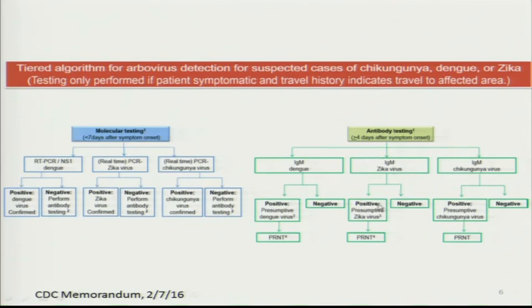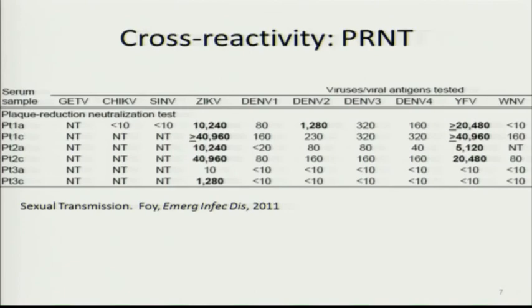For example, if I have a positive Zika test, that might be due to dengue or chikungunya for IgM. And so then it's necessary to do a neutralization assay, which is what PRNT is, plaque reduction neutralization test, for resolution of that and get more specificity. It's a busy slide, a little confusing.